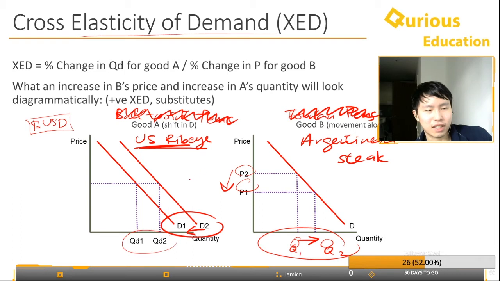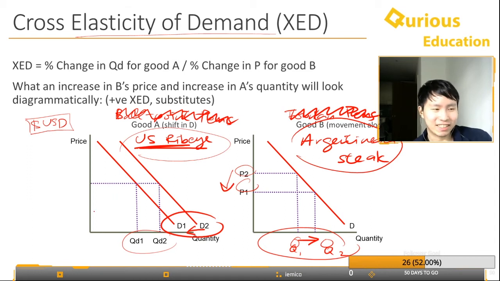So this is just to illustrate how when two goods are substitutes of one another, the decrease in price of one good would actually cause people to buy less of the other good. Because if I already have Argentinian steak, why would I want US ribeye? Because it's much tastier. Argentinian steak, come on.